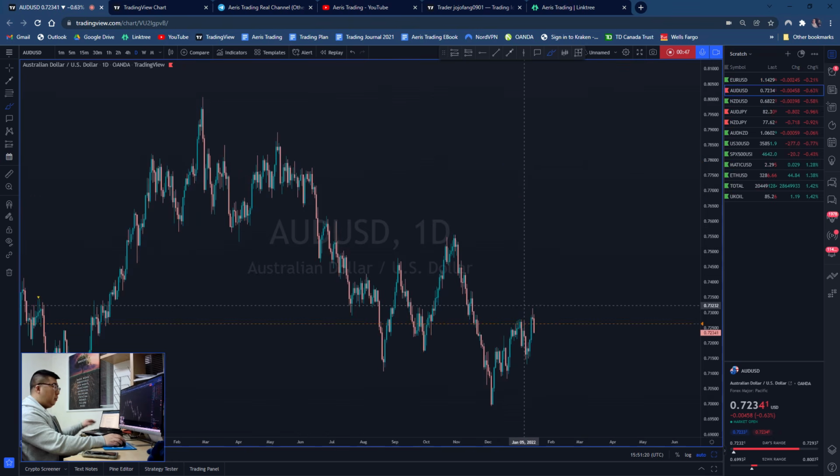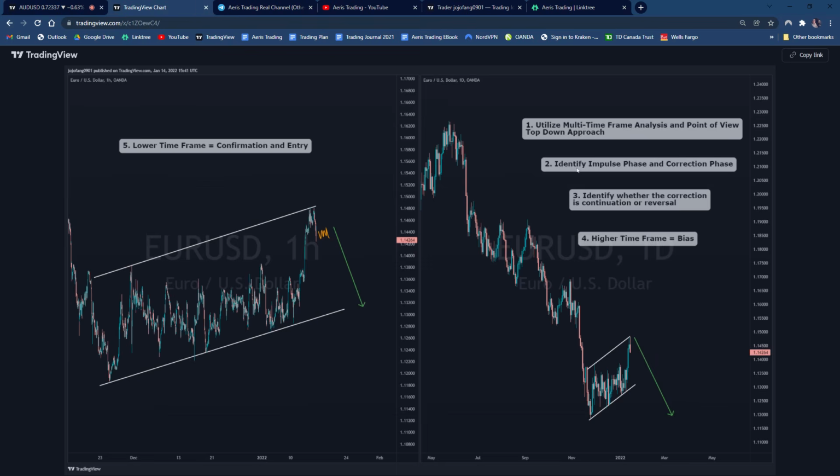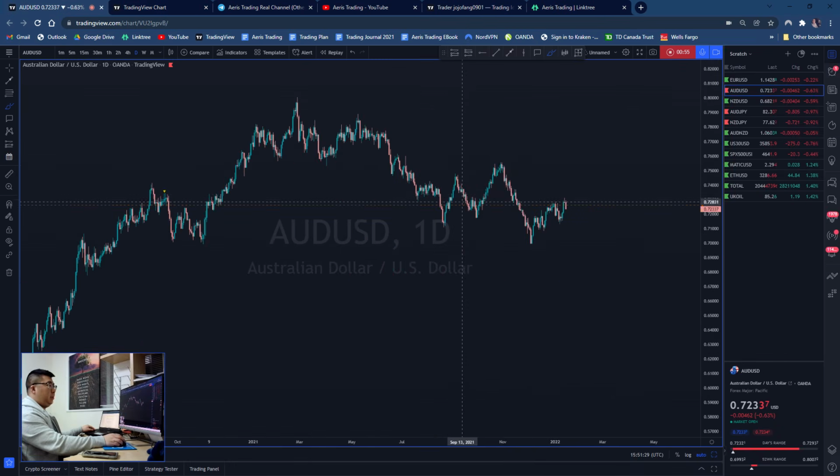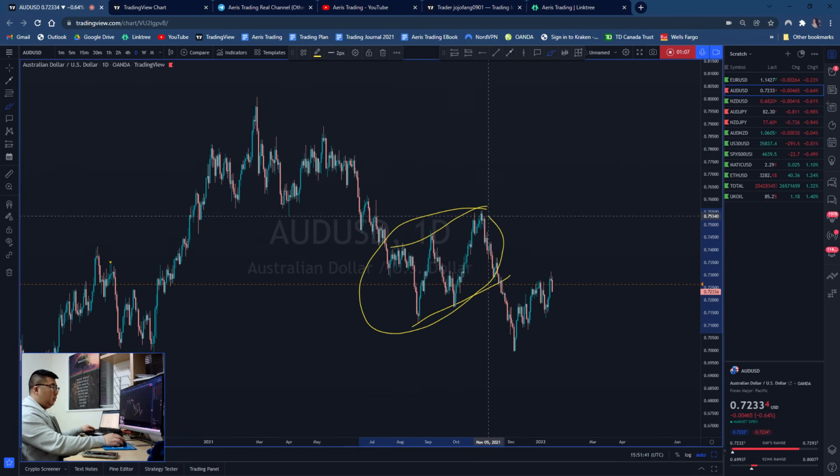Right, so on the higher time frame here on Aussie dollar, first we want to identify the impulse phase and the correction phase. So what is the current impulsive phase right now? If you look at the higher time frame here, we can see that this is a really strong impulsive phase to the downside, and there is a clear corrective phase right here. So we can identify that this is the impulsive phase, and this is the corrective phase.